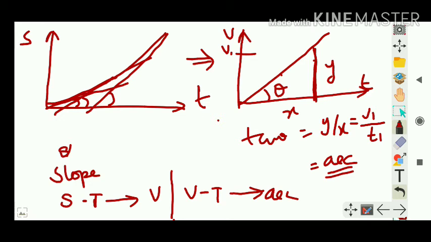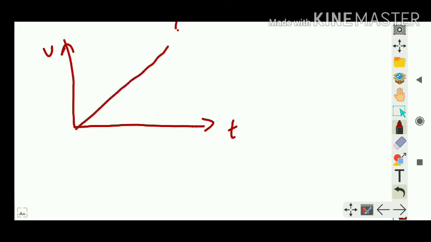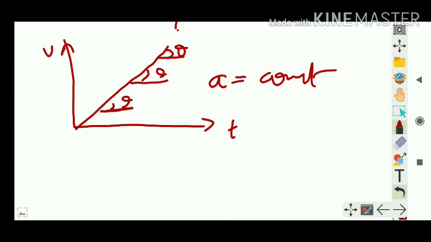Simple, right? Now we'll move on with the earlier example itself. Suppose we told you this is velocity, this is time, and the line is straight like this. And I told you the slope of a velocity time graph gives you acceleration. So here I'm going to take the slope at each point. This is theta, this is also theta. So the slope is not changing at all. I can say the acceleration is constant.